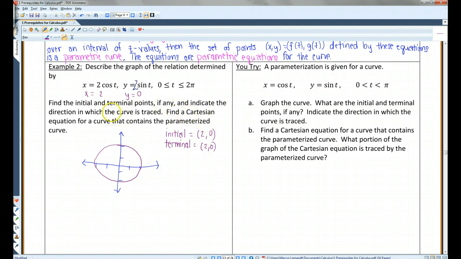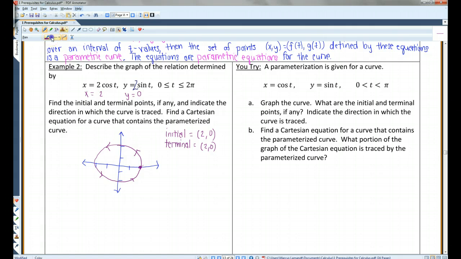Okay, so indicate the direction in which the curve is traced. If you were to plug in points in between 0 and 2 pi, you would find that it's going this way. And then it ends up back over here.